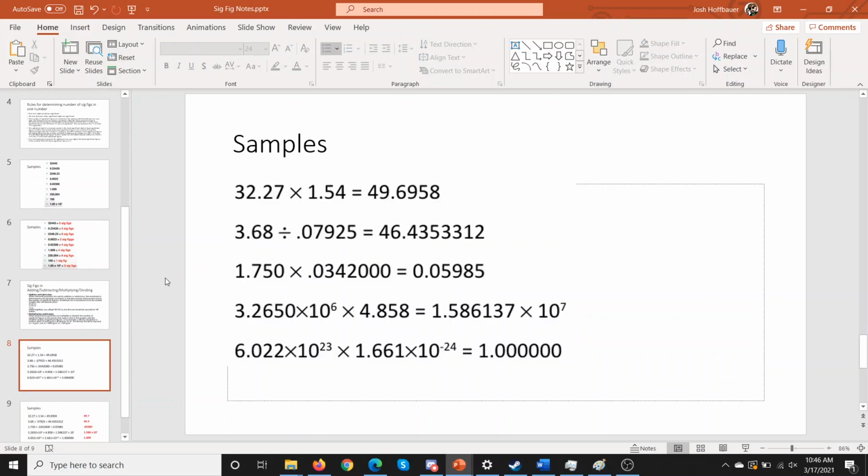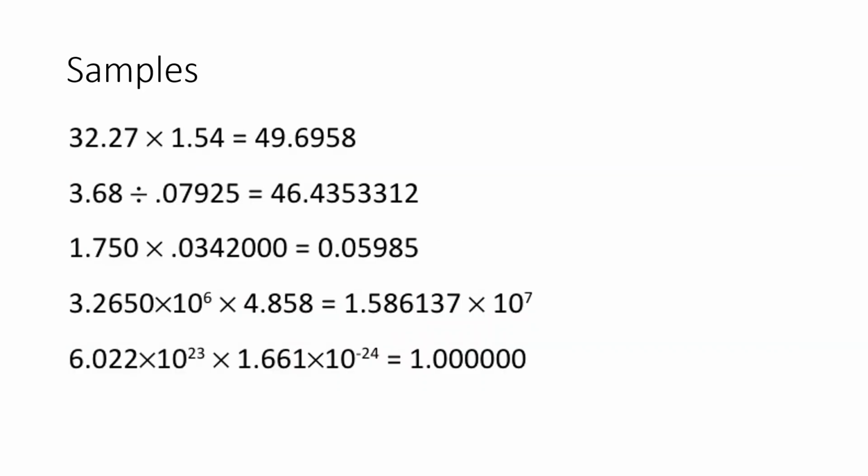Next slide, this is slide number 8, has some samples on it. And these samples are already worked out. It's just up to you to figure out how many sig figs are present in each of the preceding numbers and then the significance of the answer. So you can take a second and pause here, look at these numbers, and the answers are on the next slide.